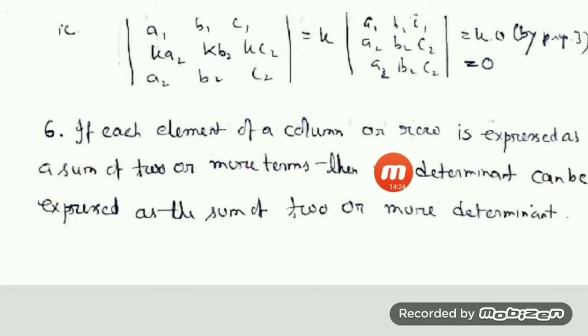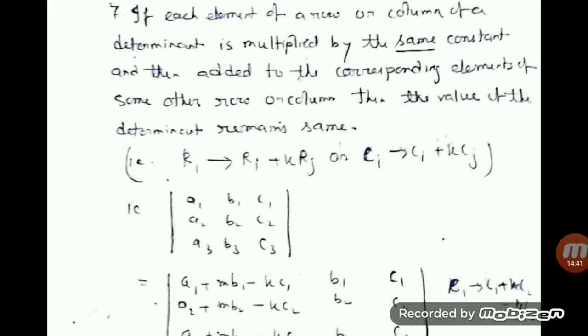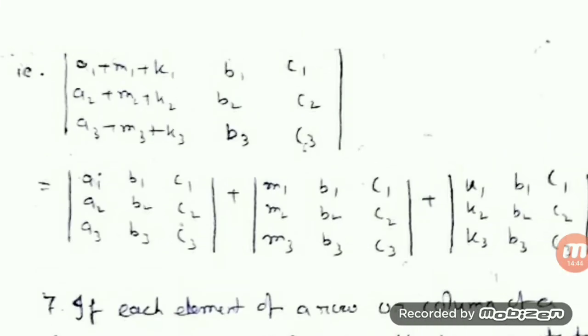If each element of a row or a column is expressed as a sum of 2 or more terms, the determinant can be expressed as a sum of 2 or more than 2 determinants. Suppose one row or column of a determinant is expressed as a sum of 2 or more elements. Here I have considered the first column expressed as a sum of 3 elements: A1 plus M1 plus K1, A2 plus M2 plus K2, A3 plus M3 plus K3. Second column is B1, B2, B3. Third column is C1, C2, C3. As this column is expressed as a sum of 3 elements, we can express it as a sum of 3 determinants.